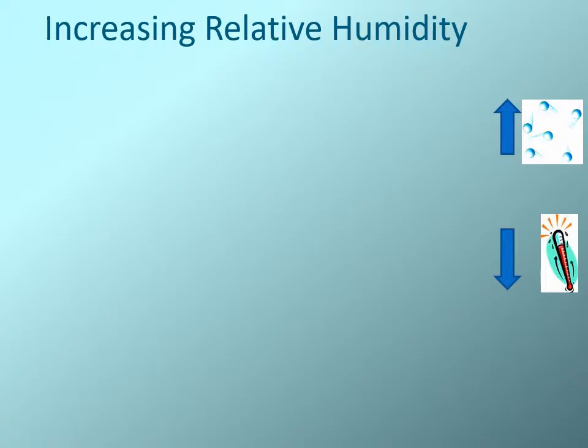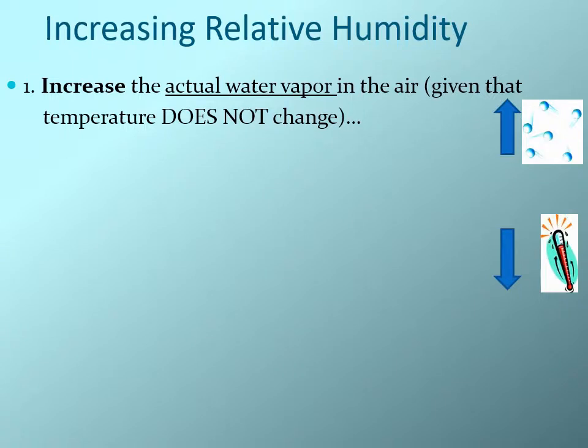Now, how do we get to the liquid phase? We have to have a relative humidity of 100%. There are two ways to do that. We can increase the water vapor in the air. That happens sometimes, given that the air temperature doesn't change, that you can add enough water vapor to the air so that you have a relative humidity of 100% and you're saturated.